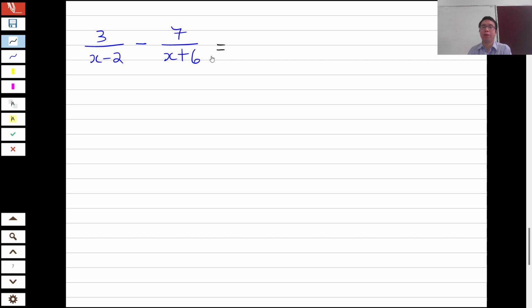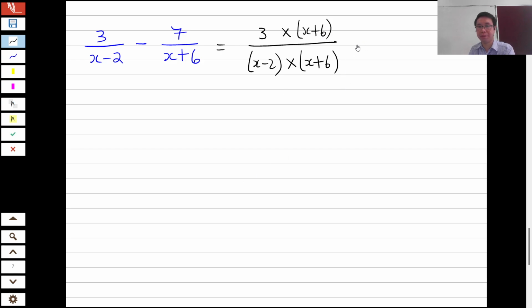The only way for me to get a denominator that works for both is to have x minus 2 times x plus 6 on the bottom for both. So often if you have two denominators which are algebraic, you'll just need to multiply them together to get them compatible for addition or subtraction. So here, what I've done is I've multiplied both the top and the bottom by x plus 6 for the first fraction.